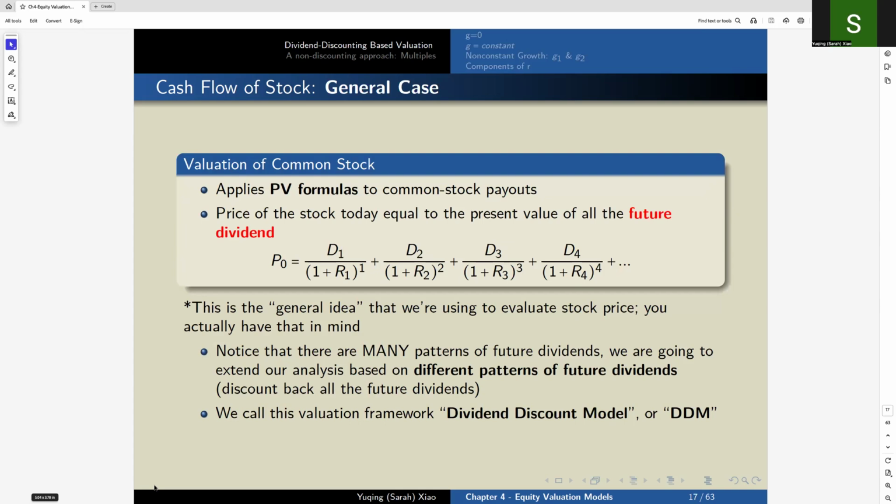Now we can formalize the general case. The value of a stock today, P0, equals the present value of all expected future dividends. This is the foundation of the dividend discount model, or DDM. Notice that the structure looks just like bond valuation, except the cash flows, dividends, are uncertain and may follow different patterns. That's why we develop special cases: zero growth, constant growth, and non-constant growth.